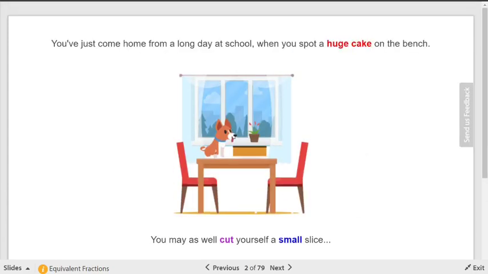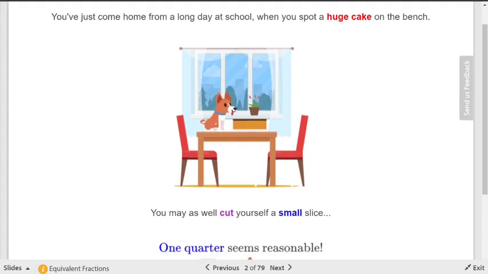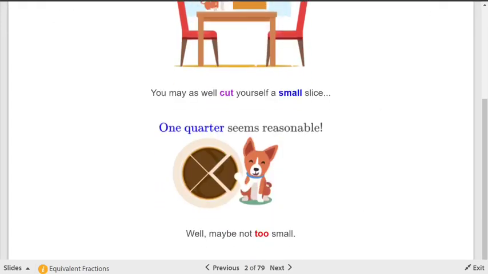So let's say you've just come home from school and there's a huge cake on the bench. And you decide you're going to cut yourself a piece of this cake. And you decide, just a small piece, maybe a quarter of it. Is a quarter a small piece? No. One quarter is 1/4 of that cake, right? So, well then you're going to have to take 2 quarters then. All right?